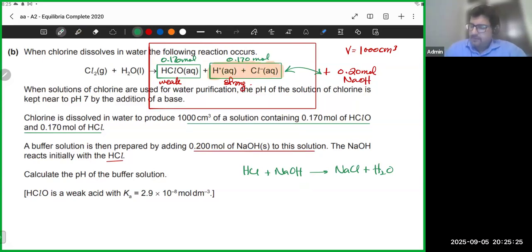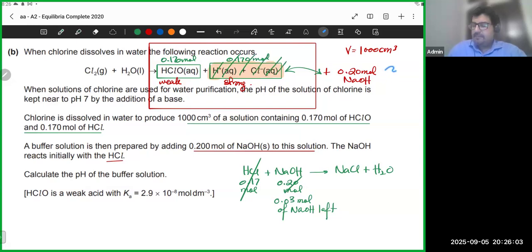Now, listen to this carefully, the amount of HCl is 0.17 moles, right? And the amount of NaOH is 0.2 moles. So that kind of shows that the HCl is going to completely react. 0.17 is going to react with 0.17. So that means 0.03 moles of NaOH are still left, right? And all the HCl is gone now.